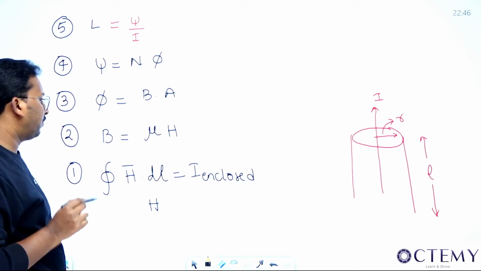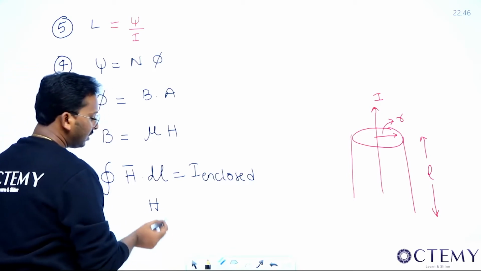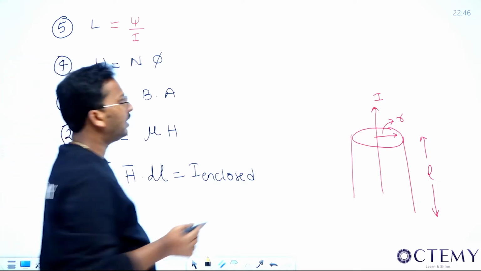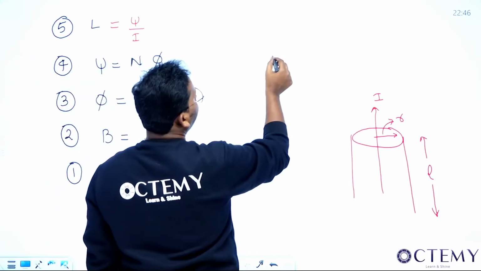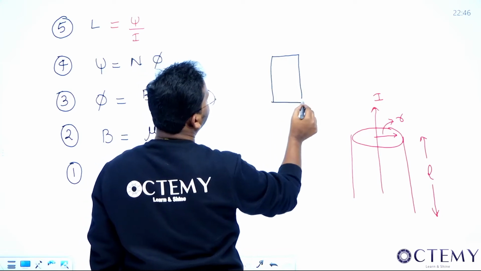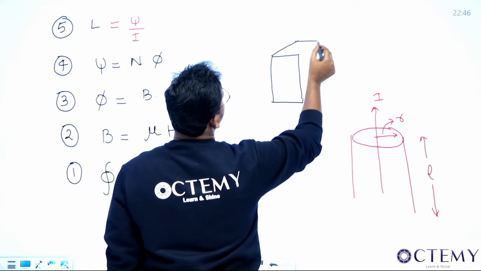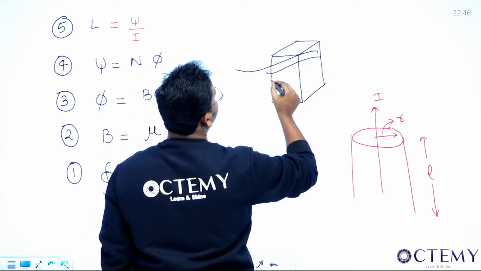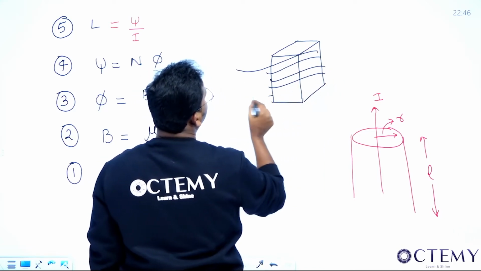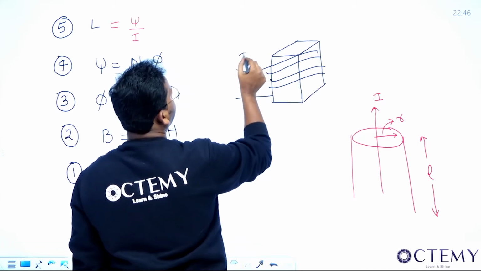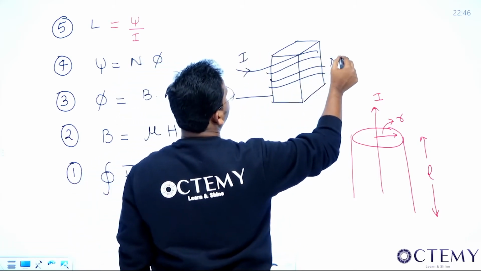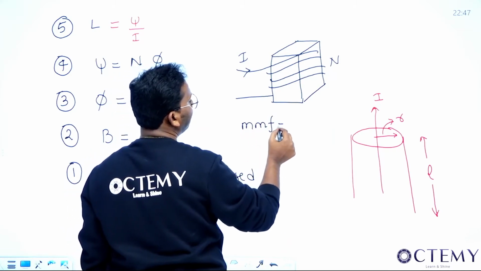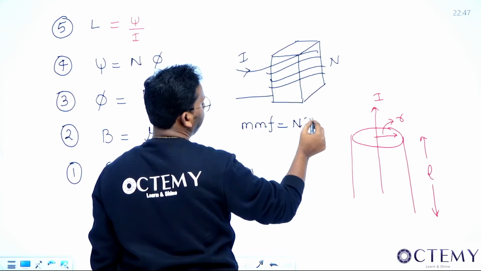Now, you might be confused: what is this H? What is this I? What is this phi? Let us try to understand this. As we have seen in the previous slide, whenever you have a magnetic circuit like this, it is an iron bar. To this iron bar you have put some winding like this and sent some current I into these N number of turns. So an MMF is developed, that is equal to Ni, right?